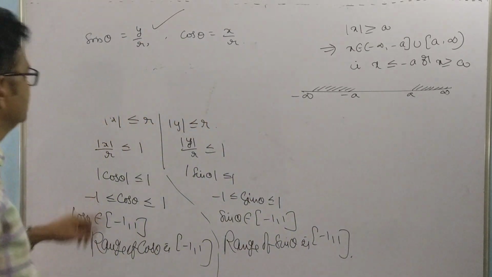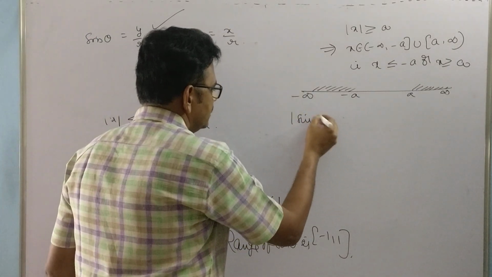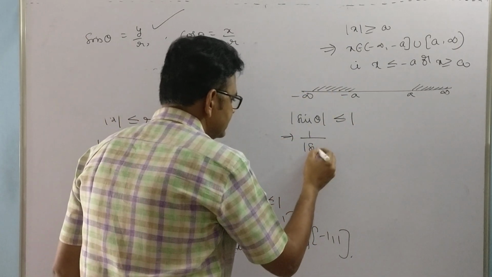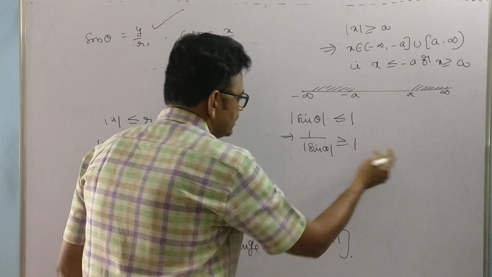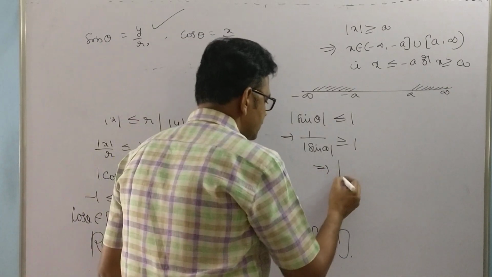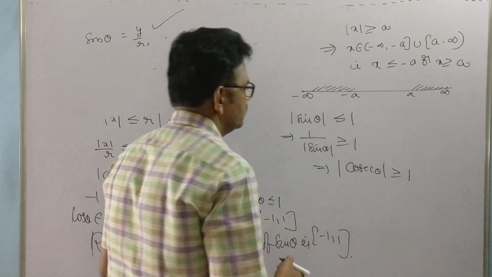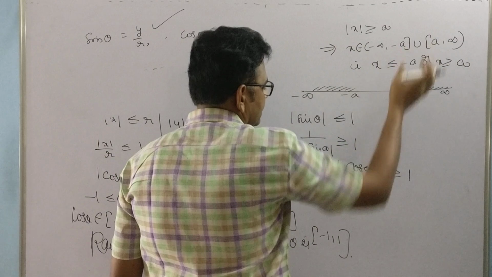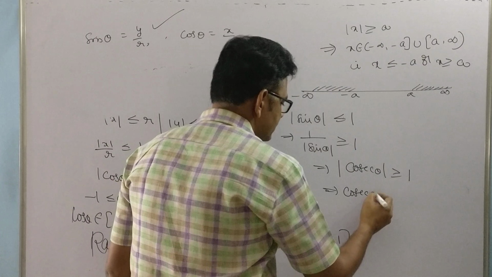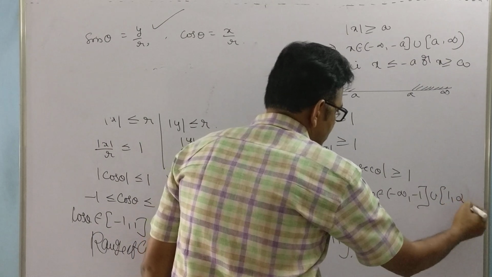So here, what about mod of sin theta? Mod of sin theta less than or equal to 1 implies 1 by mod sin theta is greater than or equal to 1. That implies mod of 1 by sin, which is cosecant, mod cosecant theta is greater than or equal to 1. Here, in place of a, write 1. Therefore cosecant theta belongs to minus infinity comma minus 1 union 1 comma infinity.